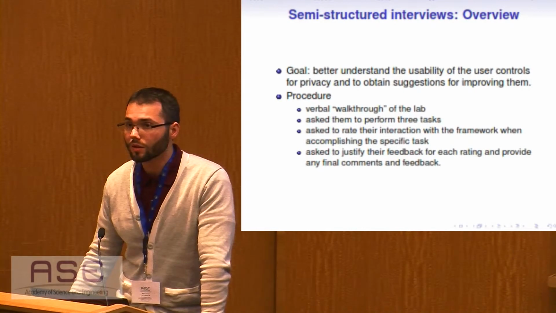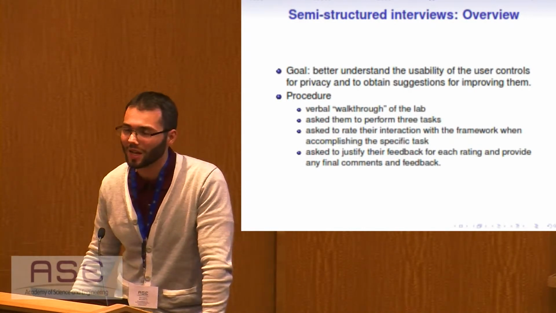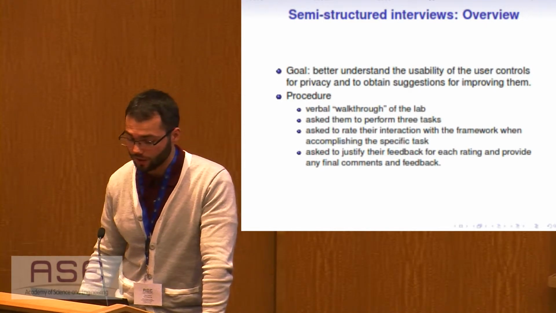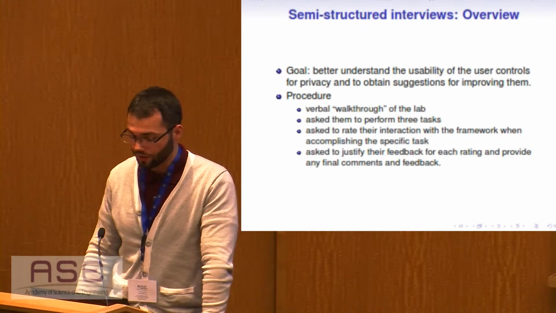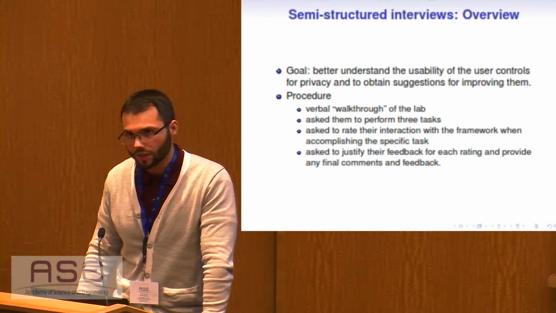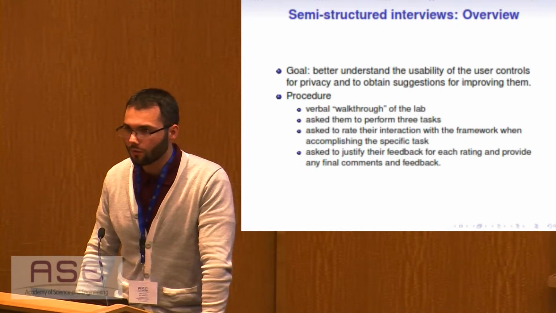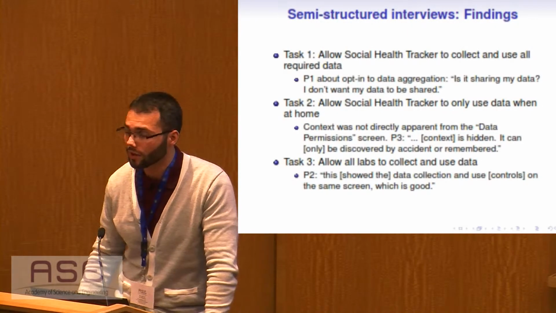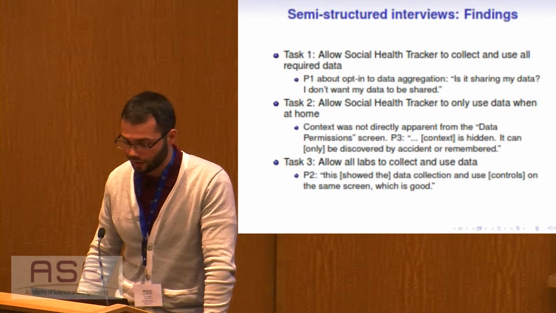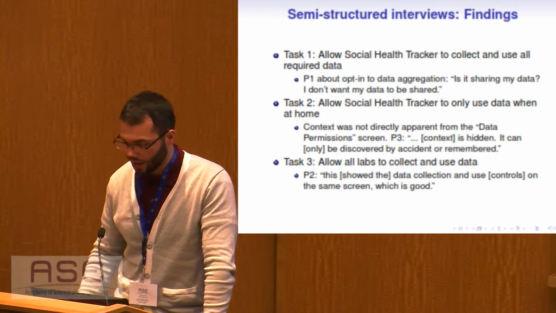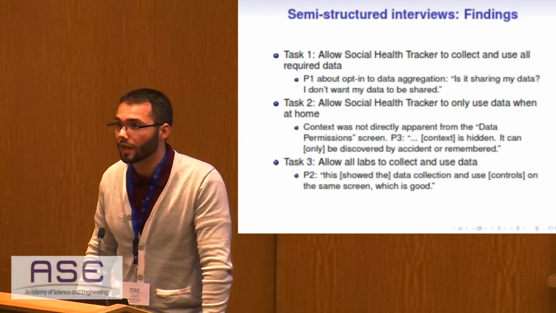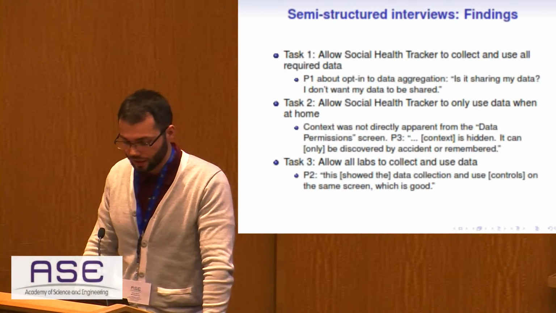We used Social Health Tracker, another lab very similar to MIT Fit. The first task we asked them to do was to allow the Social Health Tracker application to collect and use all required data. There was mixed feedback about the ease of use. One participant had experience with a very similar user interface, probably Strava, when they were defining their data use. But the opt-in to data aggregation was a bit contentious. It was unclear whether the application was sharing their data, and users were understandably apprehensive about this.